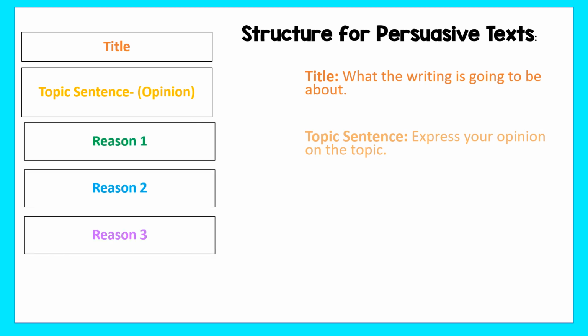The next part is the reasons. Now, because we're writing a persuasive text, we want to persuade or convince the reader to think what we think. And in order to do that, we can't just state it, we have to back it up with reasons. So it's a good idea to give the reader at least 3 reasons, and then for each reason we're going to give them a bit of supporting evidence to support what we're saying.